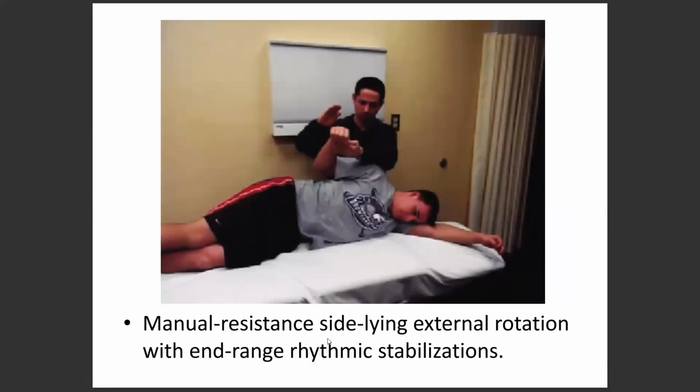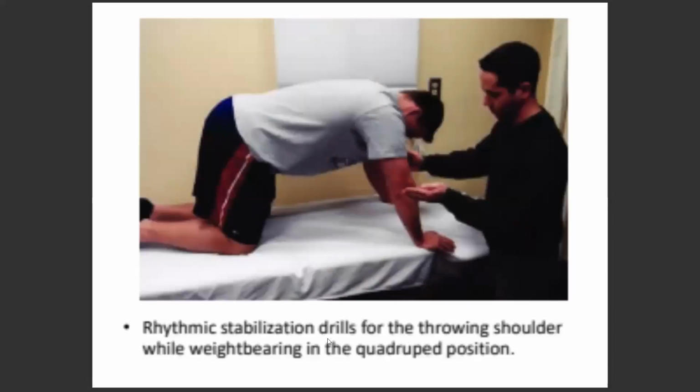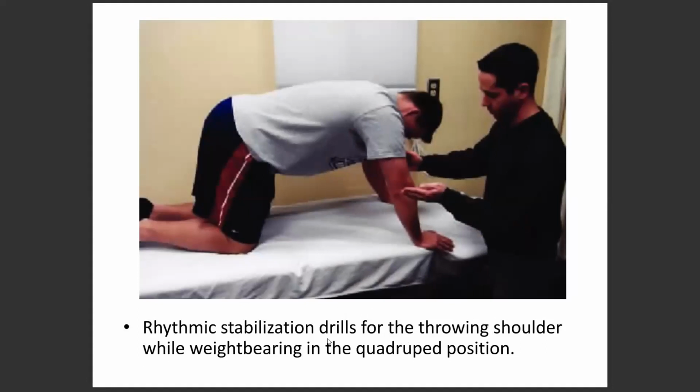These are the manual resistance side lying external rotation with in-range rhythmic stabilization. Rhythmic stabilization drill for the throwing shoulder while weight bearing in the quadruped position.